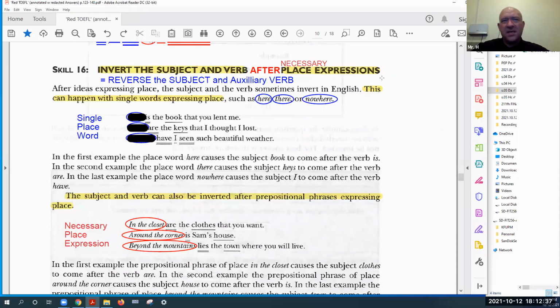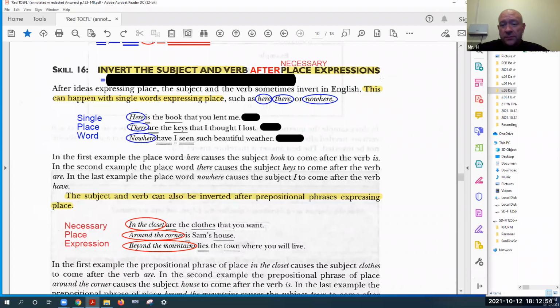Does that make sense? Have I seen such beautiful weather? No. Again, are we missing the object? Something is missing. But if you put in the single place word, then everything is correct. Okay? So what does that mean? That means this single place word is necessary.